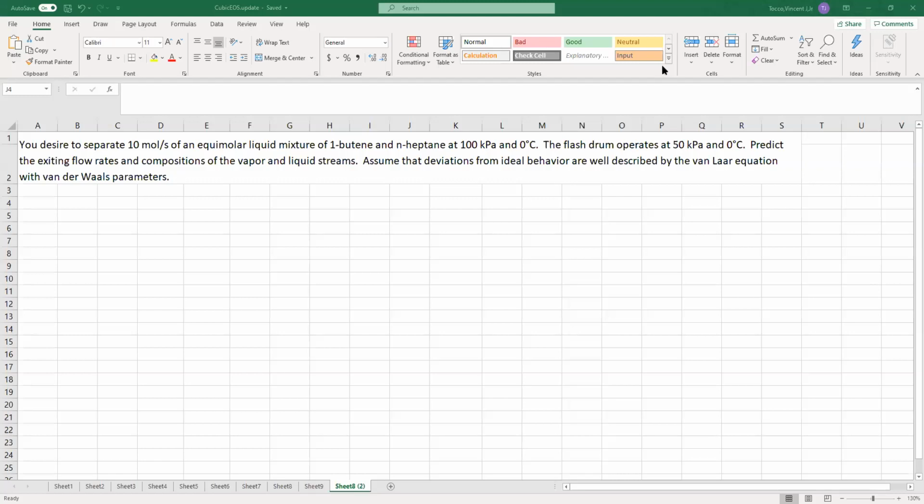This one says you desire to separate 10 moles per second of an equimolar liquid mixture of 1-butene and n-heptane at 100 kilopascals and 0 degrees Celsius. The flash drum operates at 50 kilopascals and 0 degrees Celsius. Predict the exiting flow rates and compositions of the vapor and liquid streams. Assume that deviations from ideal behavior are well described by the van Laar equation with van der Waals parameters.